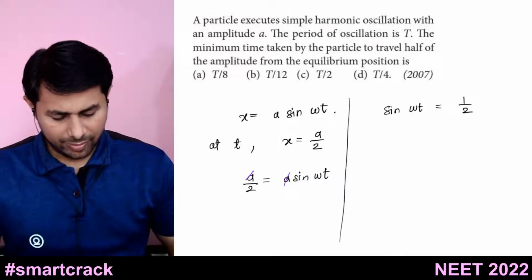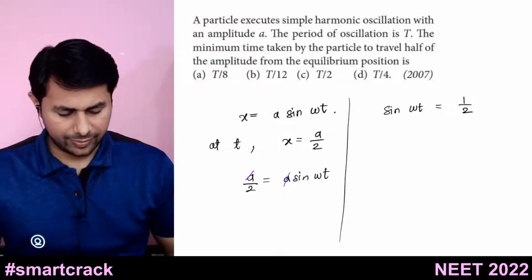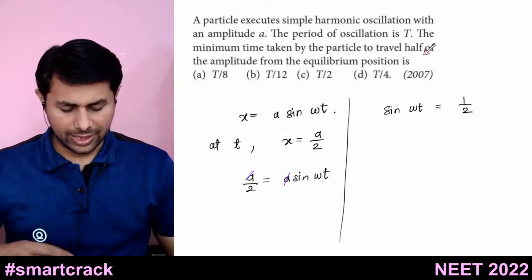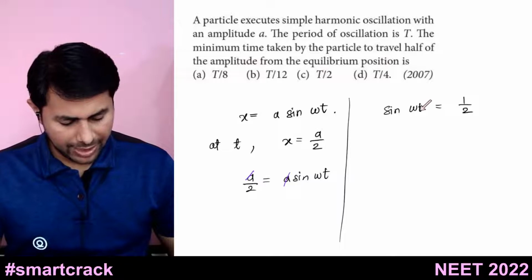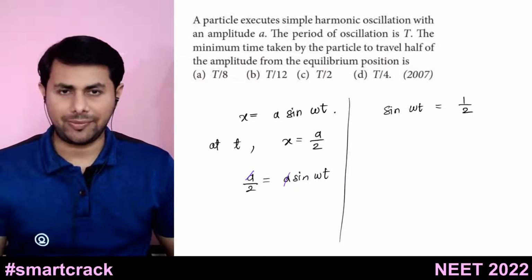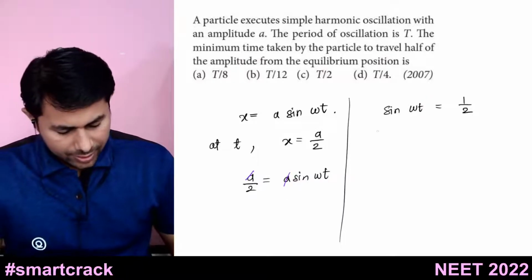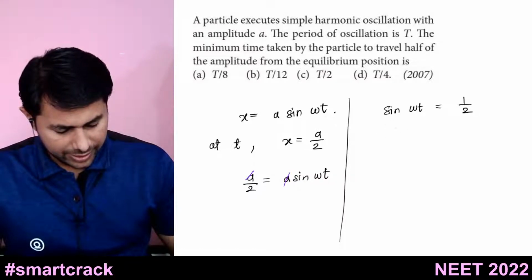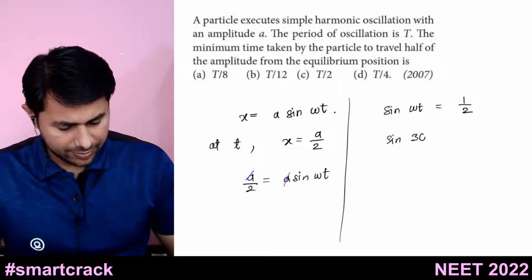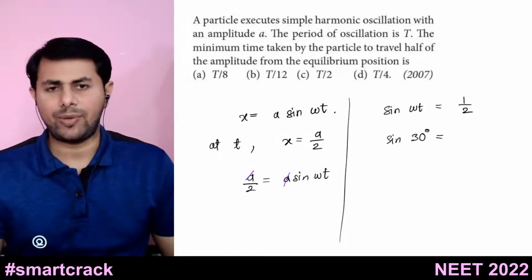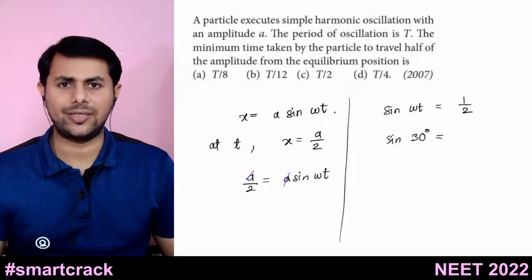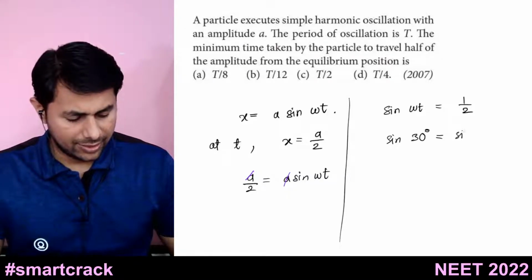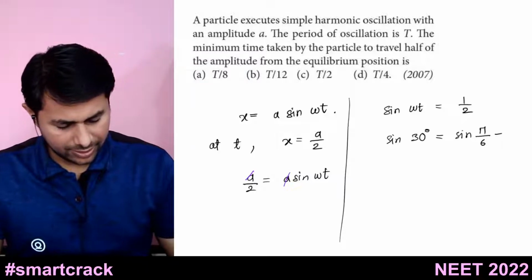Why minimum? Because we want the minimum time in which this particle travels half of the amplitude. So we want minimum time, that's why we are taking the minimum angle. So this is equal to sine of 30 degrees. Pi equals 180, and 180 divided by 6 will give you 30 degrees. So sine of pi by 6 is equal to sine of omega t.